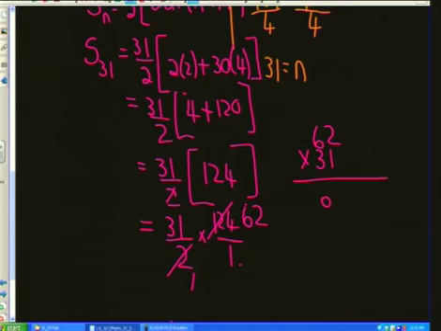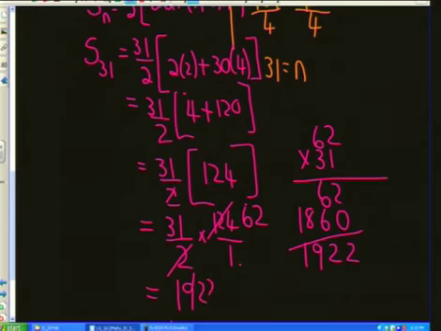So we got 62 if I times by 1, and if I times by 30, it's going to be 6, and that's going to be 18. And if I add that up, it's 2, 2, carry the 1, 9, 1. So I end up with 1922. Okay, and that's the end of the question.